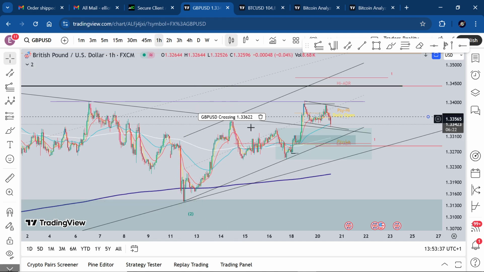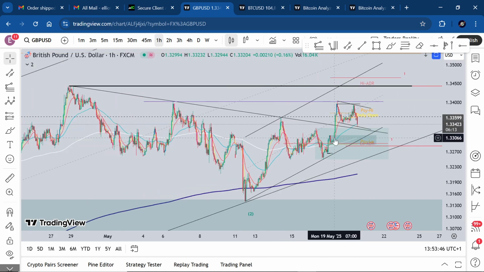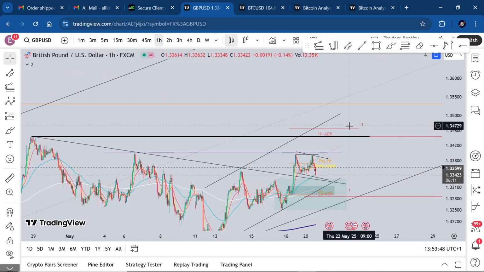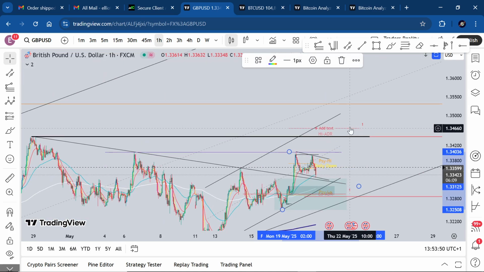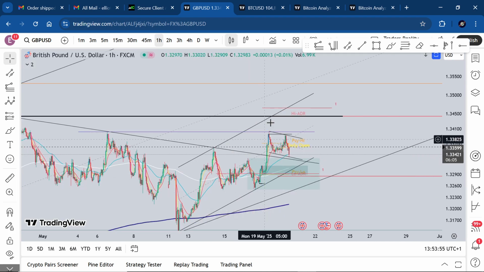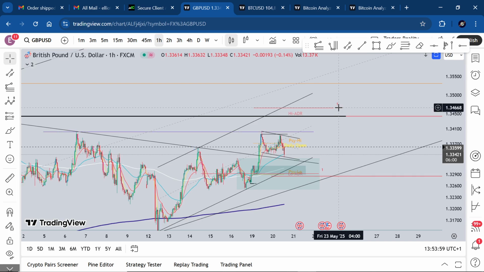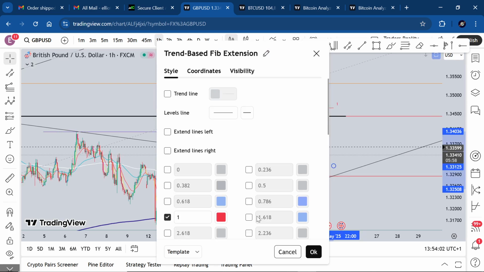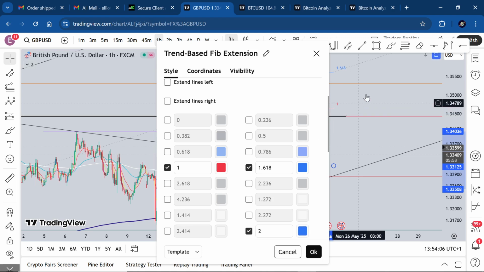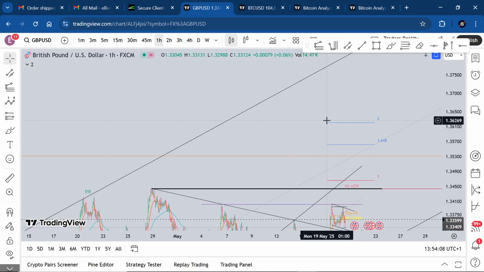This is a 1 or an A, a 2 or a B, and then we're looking for a 3 or a C, where this is a 1 or an A, this will be a 2 or a B, and then continuation up, okay? Breaking this 1 over here would be great, because that would then tell me that most likely this is a 1, 2, and a 3. And then breaking this 1, I'd be looking at price to reach this area before a retracement.